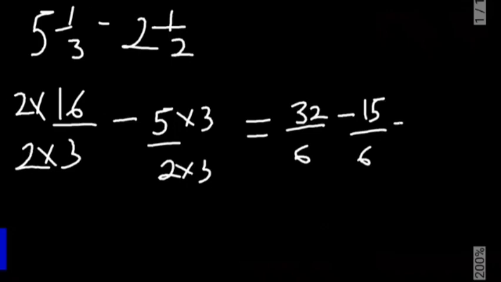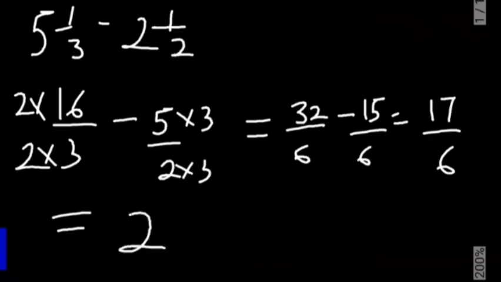So since we have the same common denominators, now we pick one. 32 minus 15, that is 17. So our answer here is 17 over 6. This is an improper fraction. We can go further by converting it to a mixed fraction. 17 divided by 6, we have 2 remaining 5 over 6. So this is the result to this.